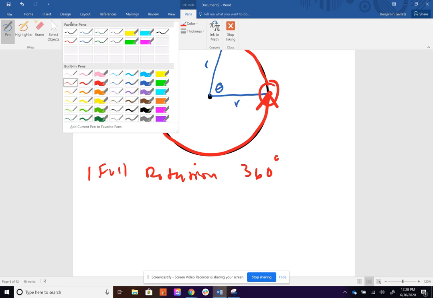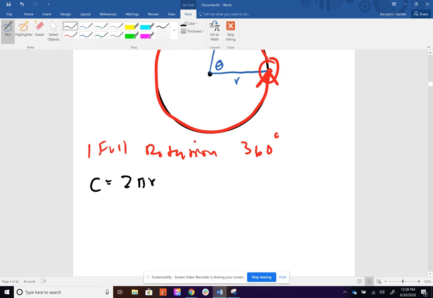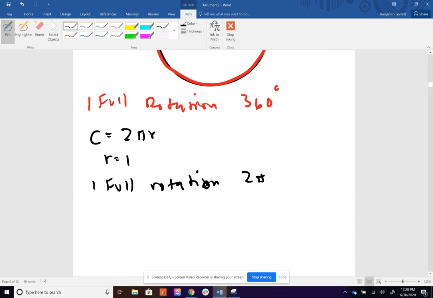Now, if I want to get this in measurements relating to my radius, we've got to think about some other circle geometry. In radians, my circumference, a full rotation, is 2 pi r, right? That's an equation that I hope we have back in our memories. But if we're dealing with a unit circle, our radius is just equal to 1. So one full rotation in radians is 2 pi. We're just going to leave pi written as is. We're not going to round.